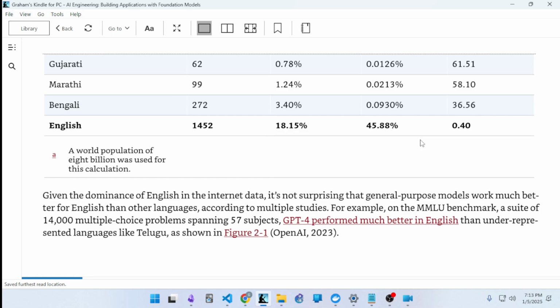Given the dominance of English in the internet data, it's not surprising that general purpose models work much better for English than other languages, according to multiple studies. For example, on the MMLU benchmark, a suite of 14,000 multiple choice problems spanning 57 subjects, GPT-4 performed much better in English than underrepresented languages like Telugu, as shown in figure 2-1.